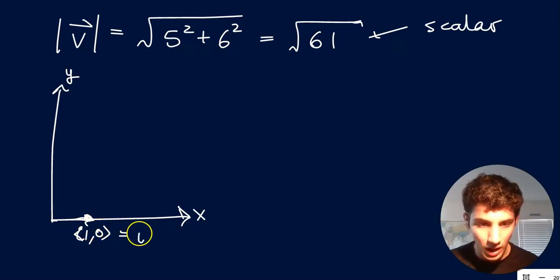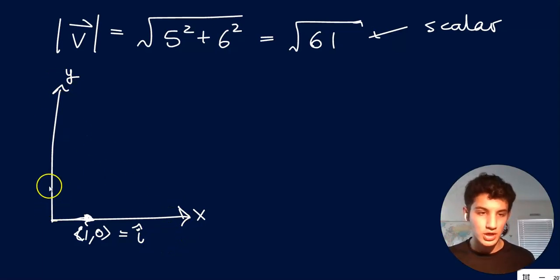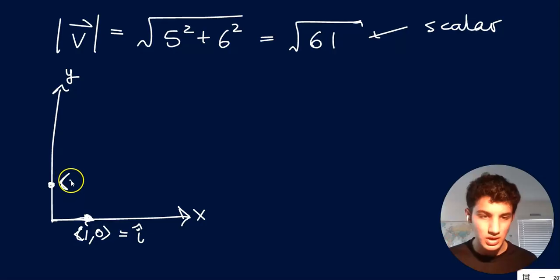This is called the i unit vector. This is the i direction, and then this is the j direction. So this over here, 0, 1, that's an angle bracket.